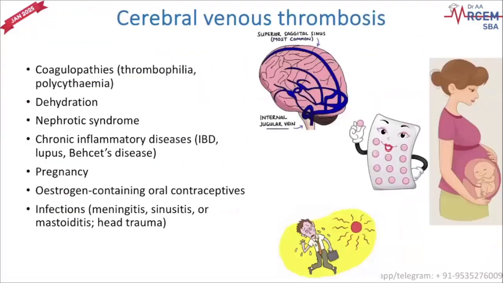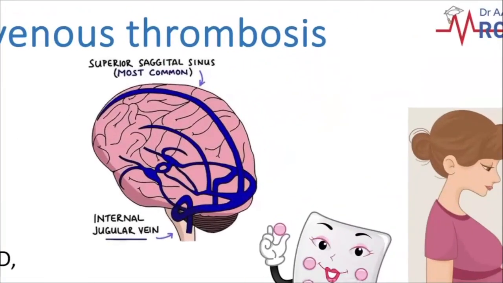Cerebral venous thrombus. It is basically a thrombus in a vein. Most of the time, this thrombus is in the superior sagittal sinus. This is the superior sagittal sinus that you have. The thrombus is usually in this region. It usually continues as the internal jugular vein, a major vein that you have. So the most common site of the thrombus is the superior sagittal sinus.